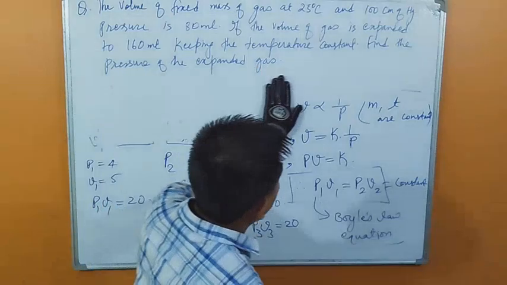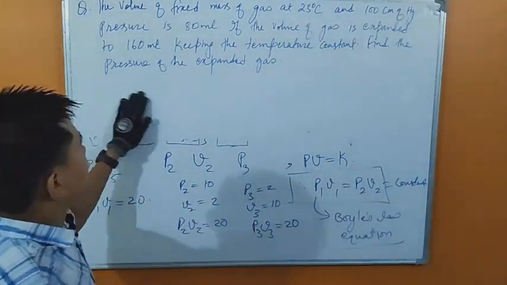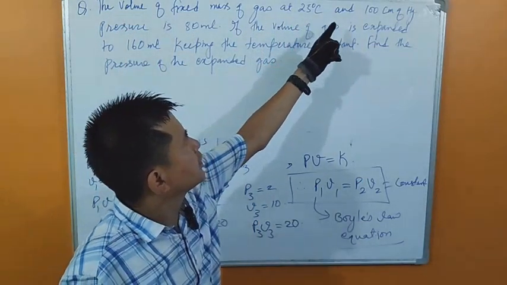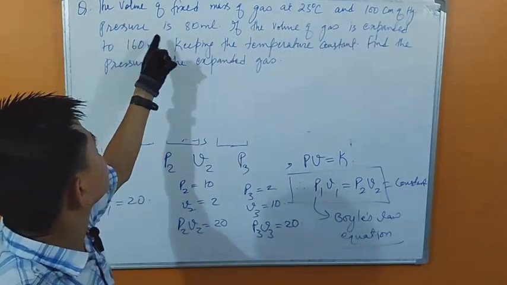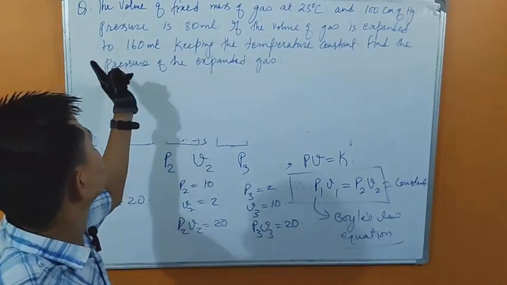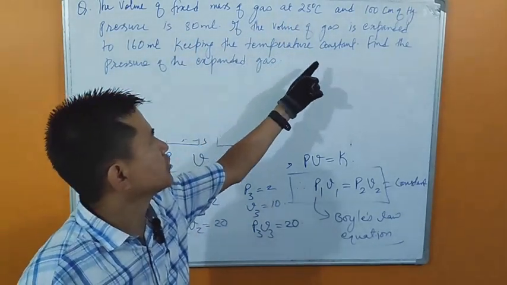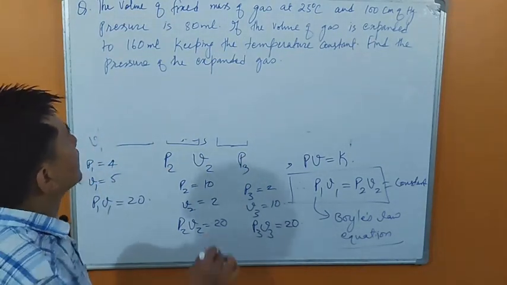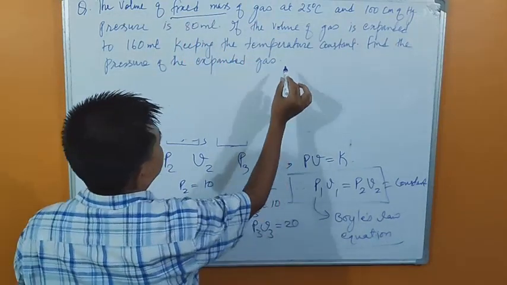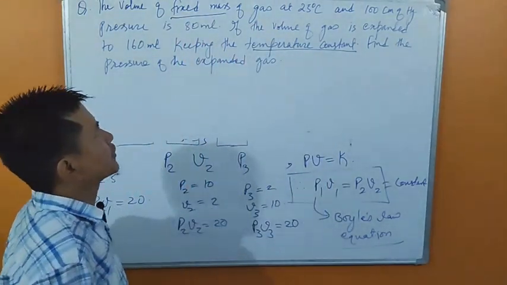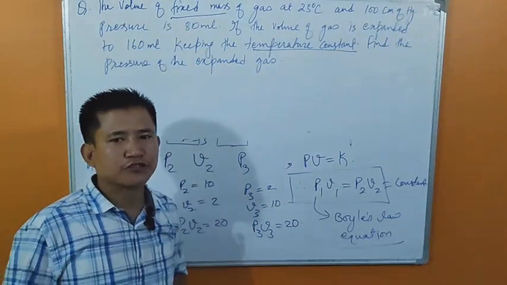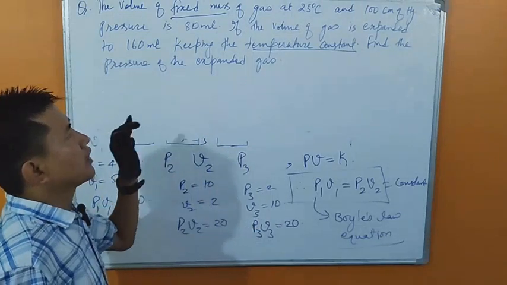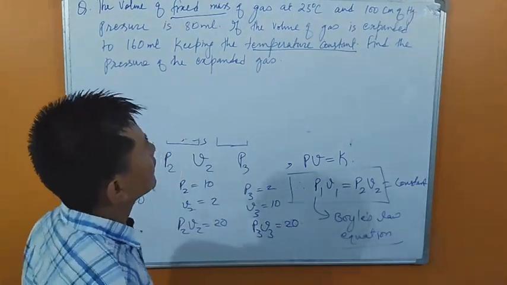Okay, this is the question. The volume of fixed mass of gas at 25 degrees Celsius and 100 cm of Hg pressure is 80 ml. If the volume of the gas is expanded to 160 ml, keeping the temperature constant, find the pressure of the expanded gas. First of all, the mass of the gas is fixed and temperature is also constant, which means this question is from Boyle's law, no doubt.